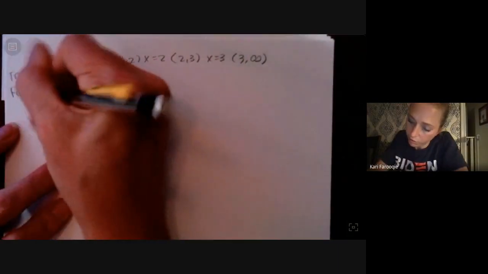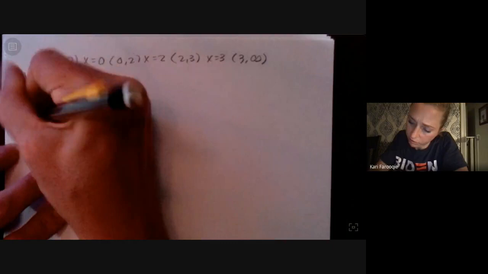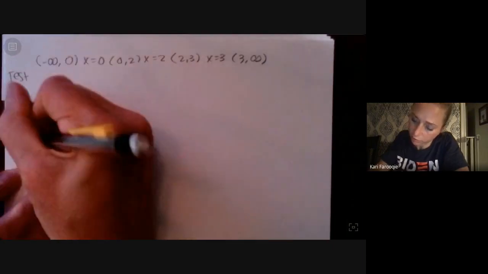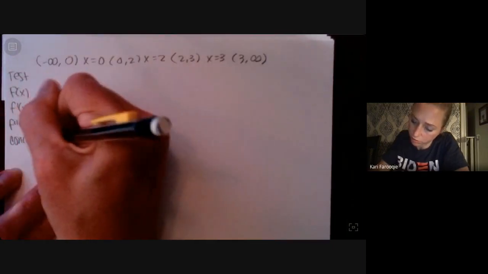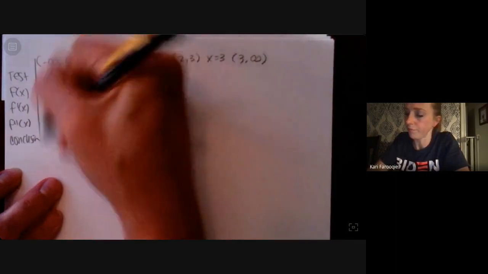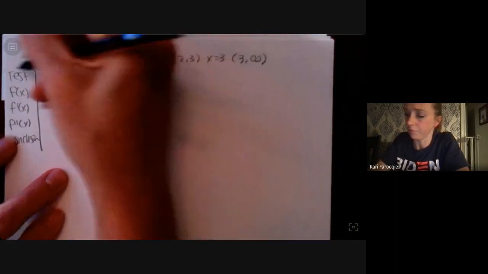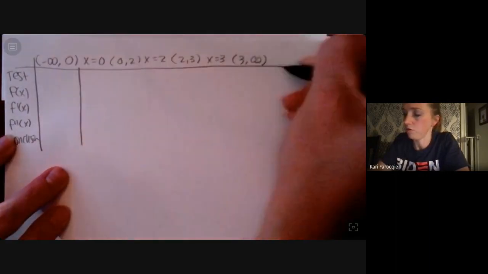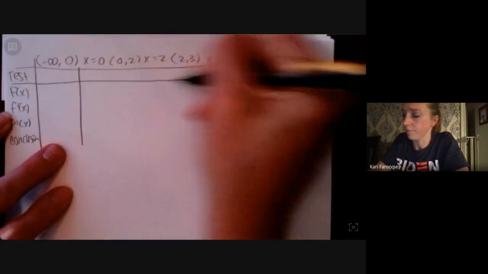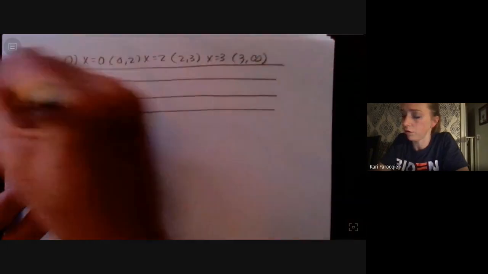So we're going to look at f of x, f prime of x, f double prime of x, and then we're going to make a conclusion. And you're going to make me a nice chart. Maybe I made my chart too small to work on that.